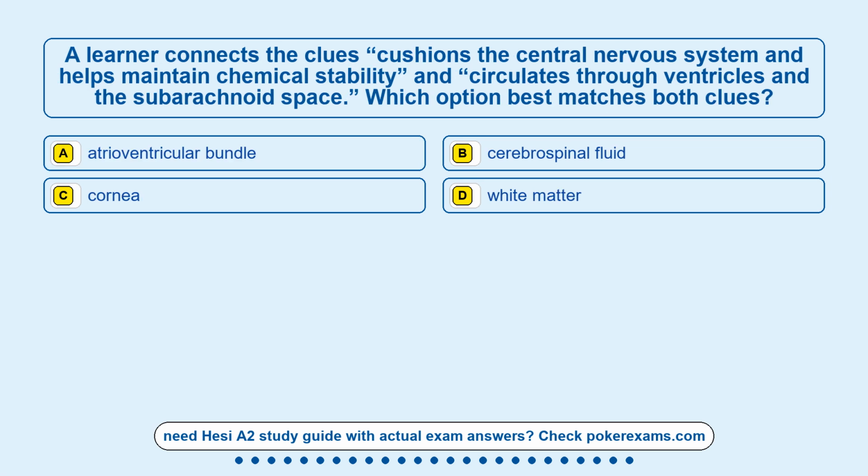Question 7. A learner connects the clues: cushions the central nervous system and helps maintain chemical stability, and circulates through ventricles and the subarachnoid space. Which option best matches both clues? Option A, atrioventricular bundle. Option B, cerebrospinal fluid. Option C, cornea. Option D, white matter. The correct answer is option B, cerebrospinal fluid.